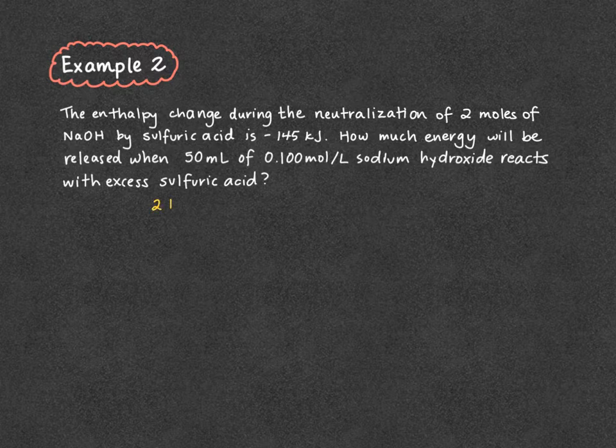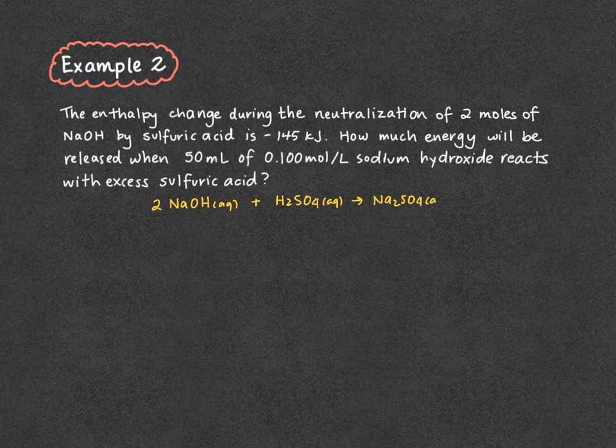So we know that we have 2 moles of NaOH. That's going to react in a 2-to-1 mole ratio with sulfuric acid to produce sodium sulfate and 2 water molecules, as well as 145 kilojoules of energy. So that's our reaction, and we're going to follow the exact same steps we did in the last example. So step 1 is going to be to find the molar enthalpy.